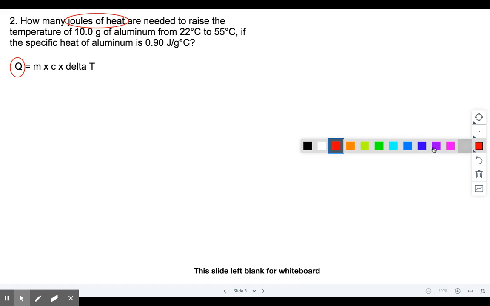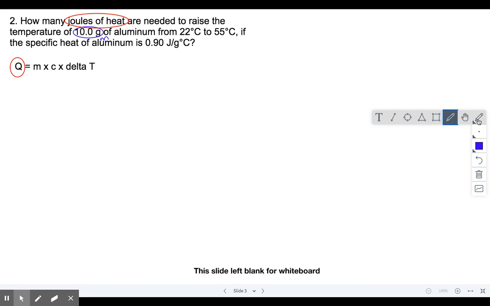Okay. Then let's look for my other things. So I have 10 grams here. Okay. There's my mass. Yes, that's my mass. I have the C value right here. The specific heat of aluminum is 0.90, so there's my C. And my change of temperature is from 22 degrees Celsius to 55 degrees Celsius. So there is my delta T.